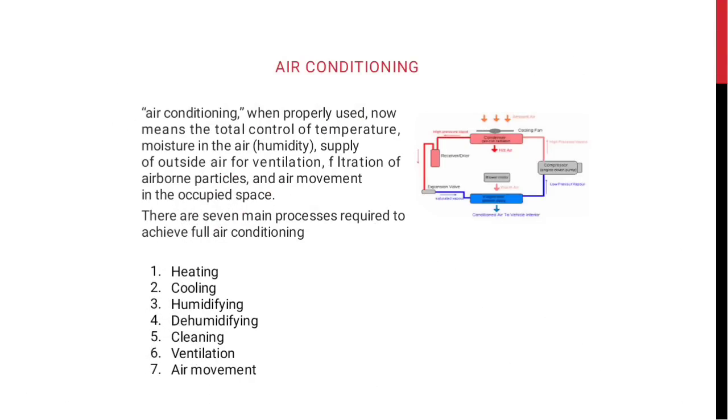Air conditioning, when properly used, now means the total control of temperature, moisture in the air or humidity, supply of outside air for ventilation, filtration of airborne particles, and air movement in the occupied space. There are seven main processes required to achieve full air conditioning. Here is an example of an air conditioning system.